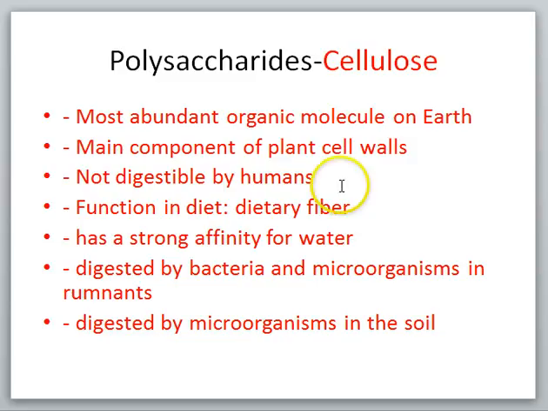But we do need it in the diet. It functions as dietary fiber. And in this role of dietary fiber, cellulose has a strong affinity for water, which means that as this fecal material is forming in the large intestines, if you have an abundance of cellulose mixed in with that fecal material, the cellulose absorbs water, and without getting too descriptive, it keeps this material as sort of a semi-solid and just sliding right on through. So the cellulose in our diet, acting as dietary fiber, has a laxative effect.